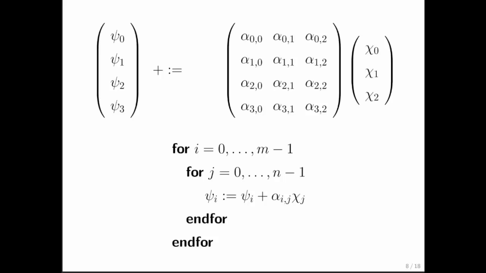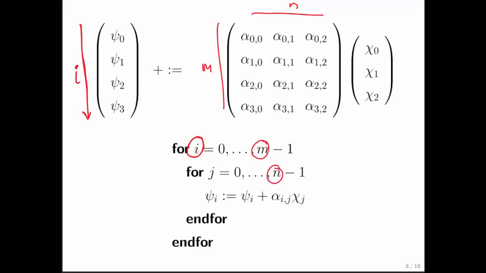Here's the algorithm. Now what's going on? Well, this is the general algorithm. So we put in general row and column size for the matrix and the vectors. So here, this is m, this is n. And what we're going to do is we're going to use an index i to indicate where in the vector here we are.